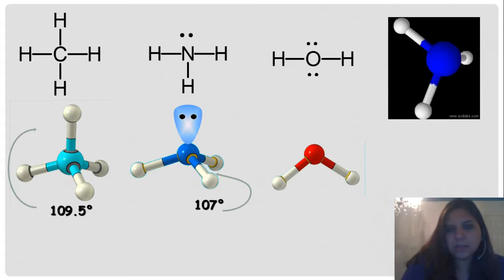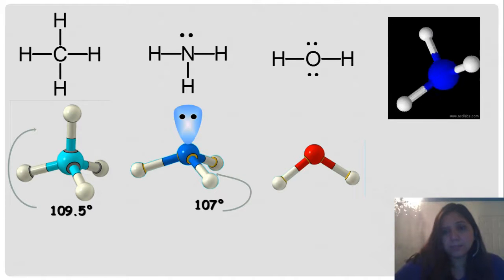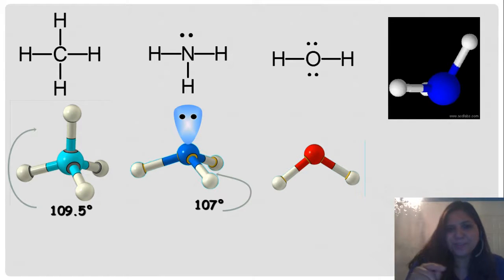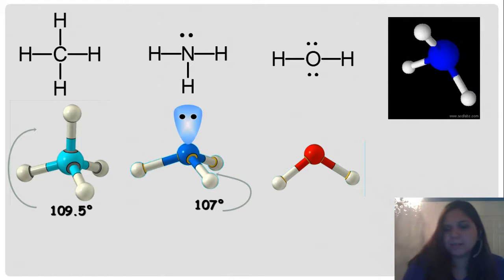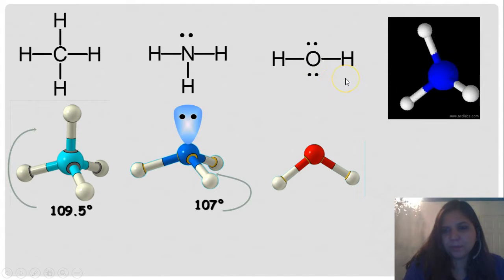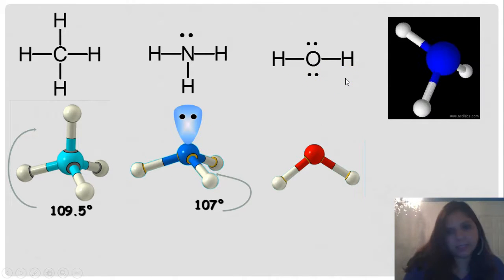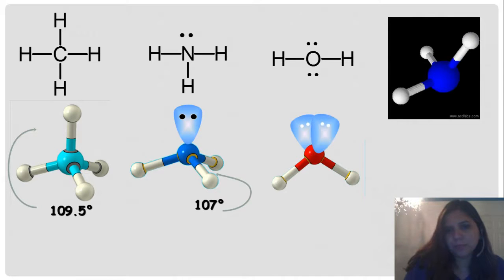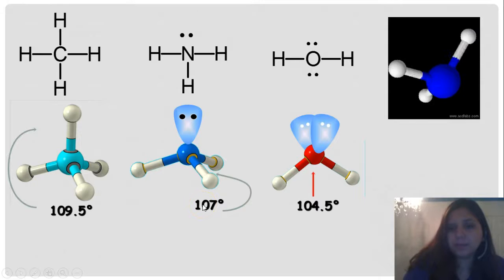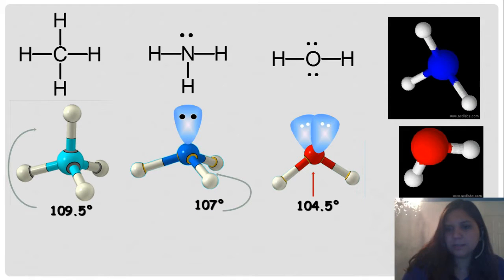Okay, next one is when you have 2 sets of lone pairs, 4 electron clouds in total, 2 of them lone, 2 of them bonding pairs. And so you end up with this shape. These 2 lone pairs are pushing the bonds closer together than they did over here. So it would be 104.5. And this is what it would look like.